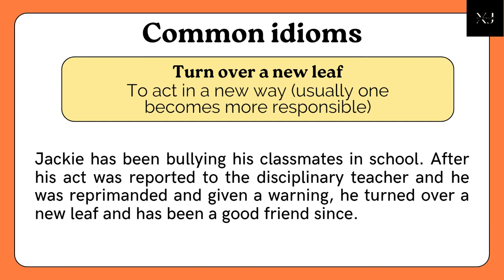So here, we are talking about how Jack is a bully, and someone reported this to the disciplinary teacher and he was scolded, reprimanded, and given a warning. And ever since then, he turned over a new leaf.